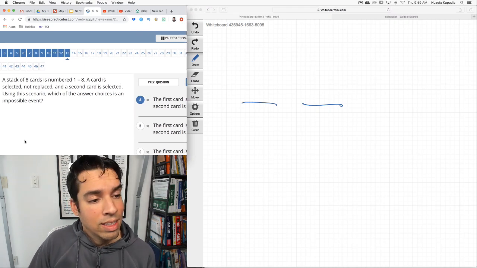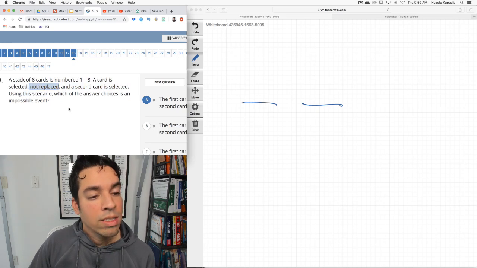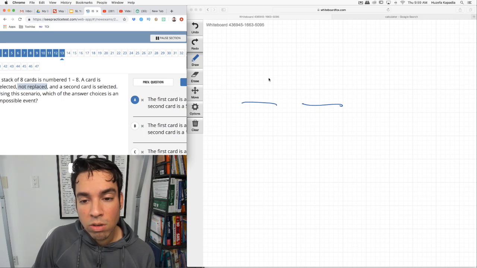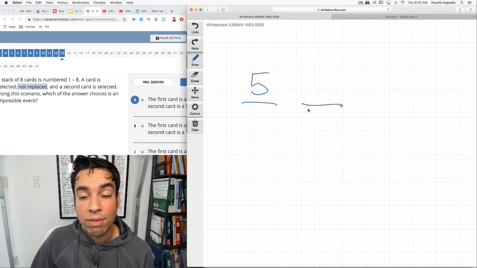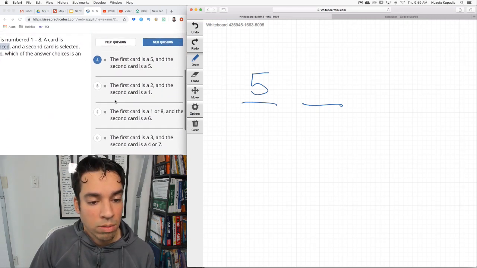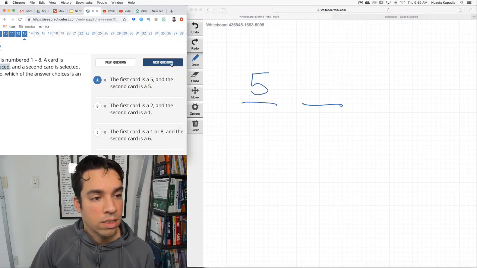Here's why. This is the key. It says it's not replaced, okay? Why is that important? Because if I've selected a 5 on the first go, I have 1 through 4 and 6 through 8 left. 5 is gone. I can't select 5 again. So that is impossible. The rest of these, I'm sure, are not. Yeah, see? None of these are repeating the same number, so that's impossible.